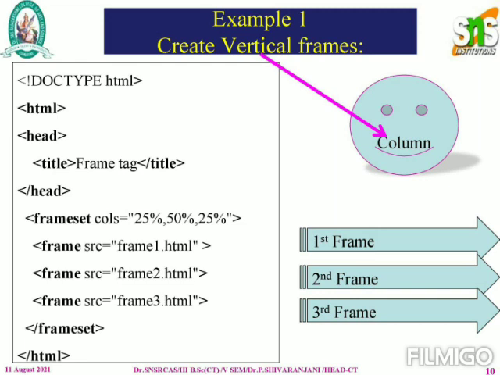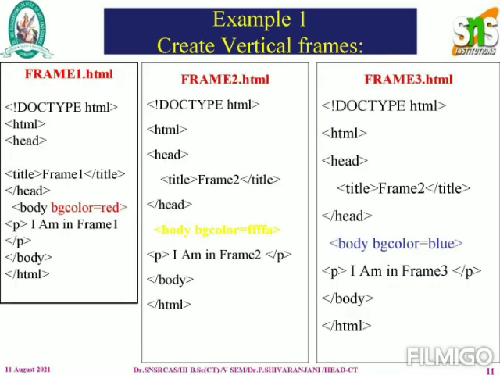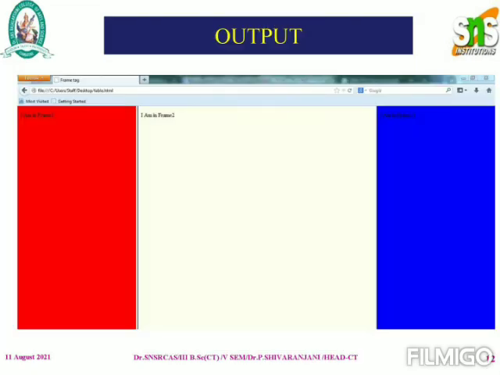So when you execute the particular program, in the first frame I have given the body color as red, in the second frame the body color is yellow, and in the third frame I have given the body color as blue, and I have given a paragraph in the frame as well. When you execute the particular code, you will get the corresponding output. So this will help you to create a vertical frameset in your web pages.